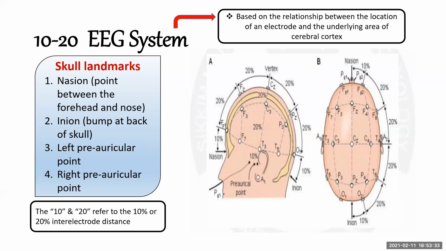Just like in the pictures, you can see there are 20% and 10% values. These 10% and 20% values refer to the distance between each of the electrodes.